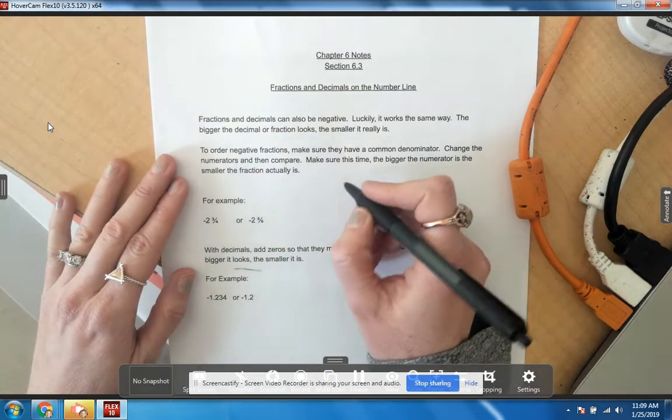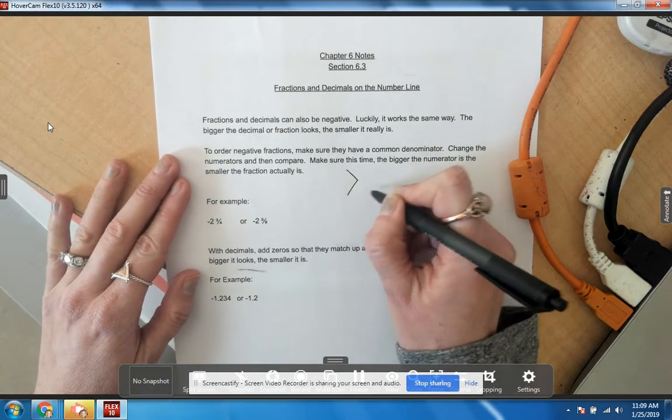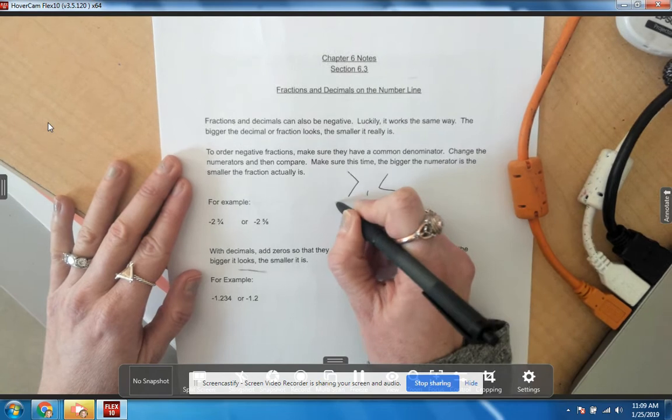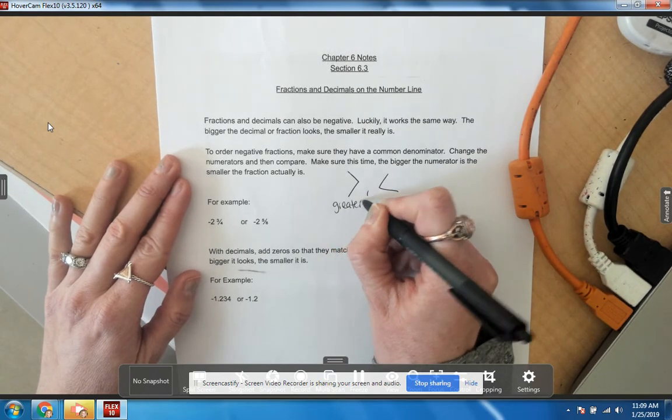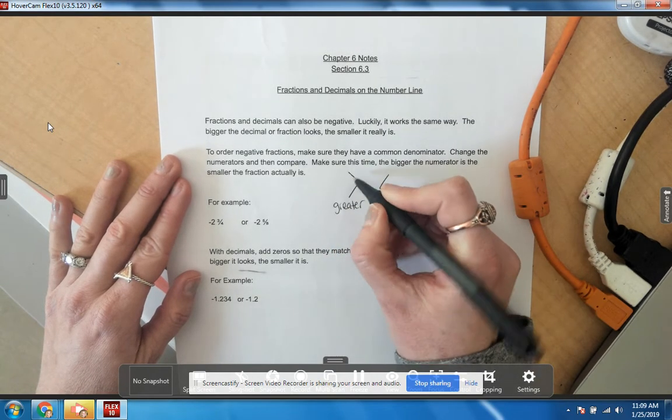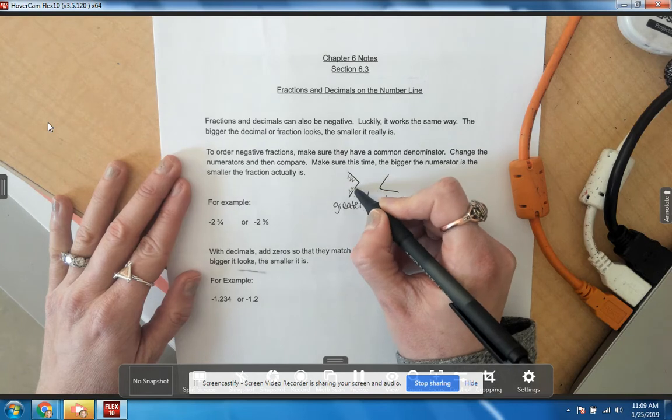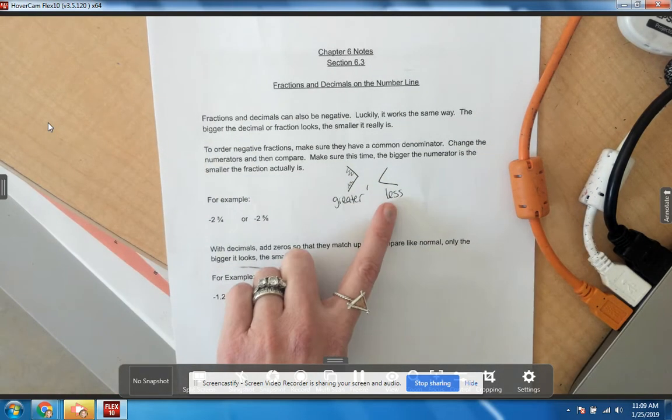Another thing I'm going to have you add is your symbols here. So we have greater than or less than. This would be greater than, this would be less than. Make sure you write those. And I remember this because it's like opening up to the bigger number. So this is the greater than symbol, this is the less than symbol.